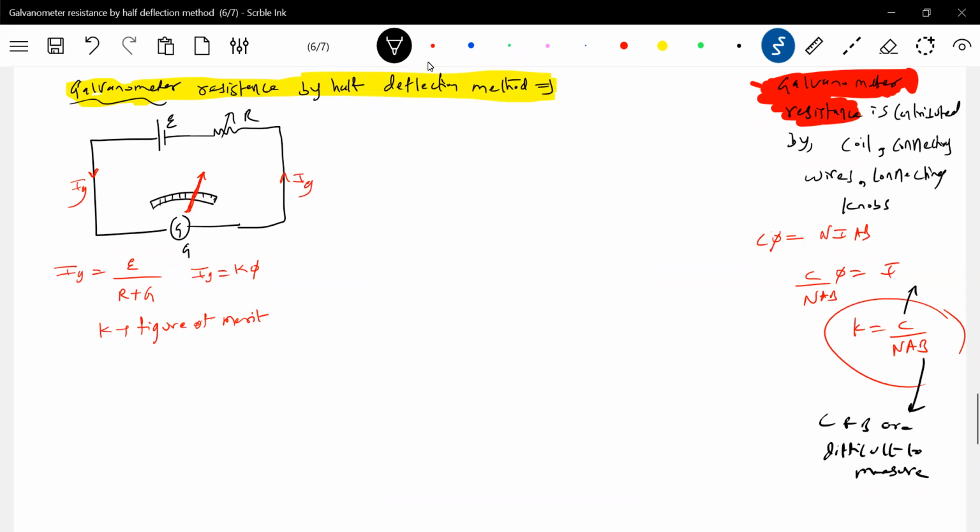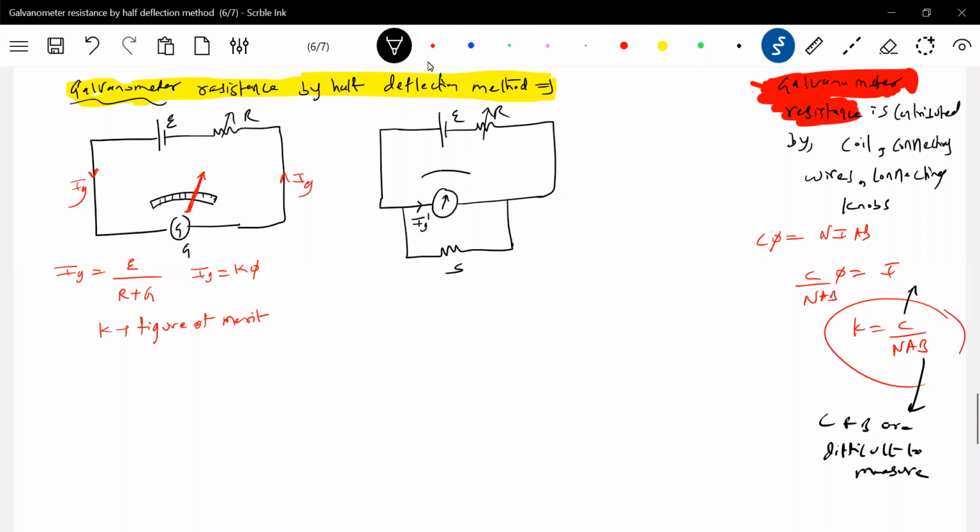Let me start the next condition. Now what I do, in the next part of the circuit, is bring one resistance in parallel such that the current through the galvanometer I'll make it off. That's the trick. So what is IG dash? IG dash, I'll call it. So it will become off.